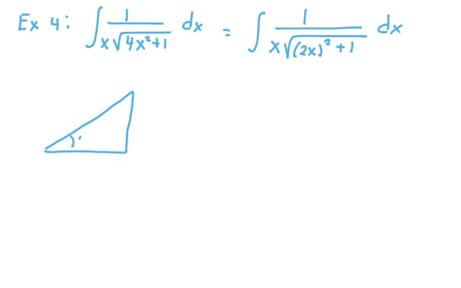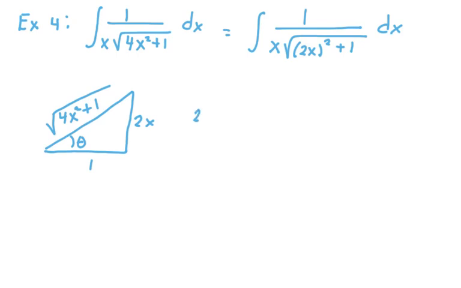So I'm going to put a theta here. The side opposite angle theta is going to be labeled 2x. The side adjacent to angle theta, adjacent is just next to, is labeled 1. And so the hypotenuse is the square root of 4x squared plus 1.